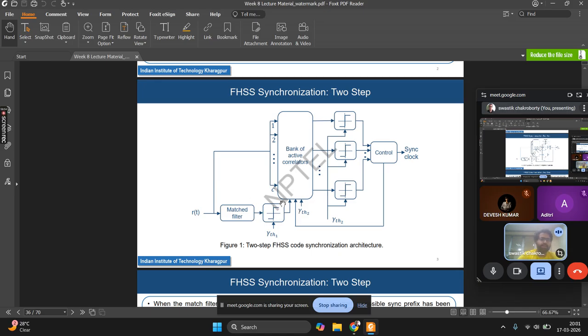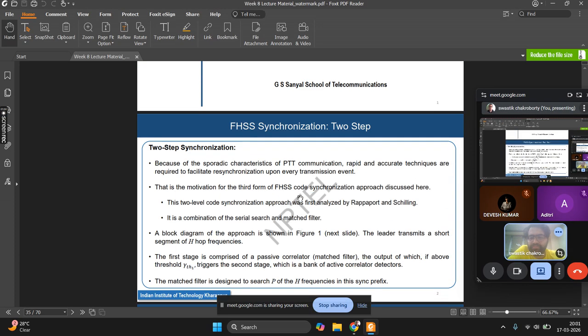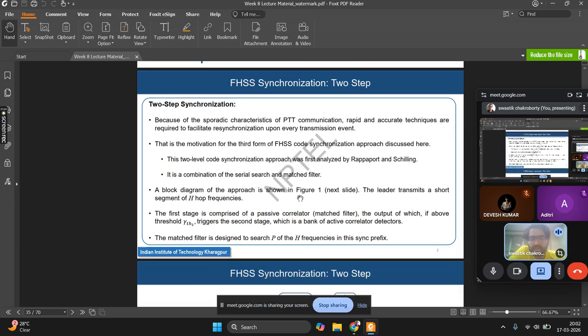So there is both that parallel search of a bank of active correlators, and then there is a matched filter here. You are using one matched filter, which is matched to the received signal, and you are using a bank of active correlators to find the exact hop. The first step is comprised of a passive correlator or matched filter, the output of which, if above gamma th1, triggers the second stage, which is a bank of active correlator detectors.